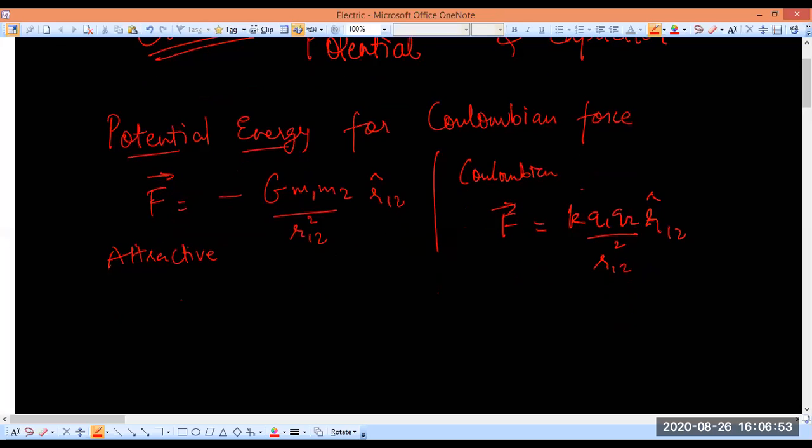So what happens here is, the potential energy in gravitation turned out to be minus G m1 m2 by r. I hope everyone remembers that. So we expect that in Coulombian force, the potential energy will turn out to be k q1 q2 by r12, and will not have that minus sign. In fact, this is absolutely true. That is what you get ultimately. But we are going to derive it formally, doing all the steps. All right, so let's begin.